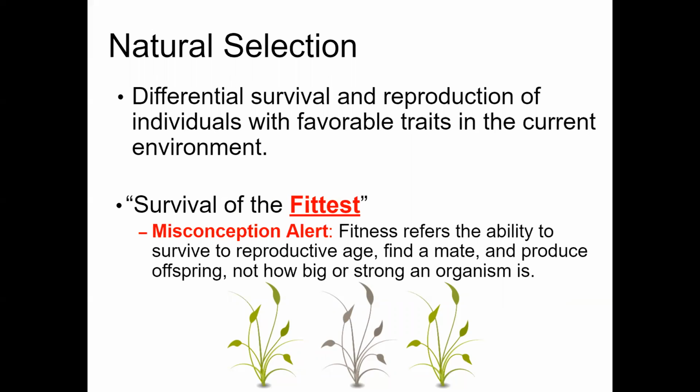Natural selection is different. Do you have two bullet points? Yes. Differential survival and reproduction of individuals with favorable traits. And I like that it says in the current environment. Again, going back to what Xander was saying, if the environment changes, favorable traits may change as well. And we'll actually see an example of that, a very famous example about moths. The industrial revolution changed the environment, so the type of moth that was favorable completely switched.